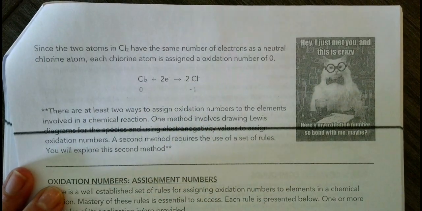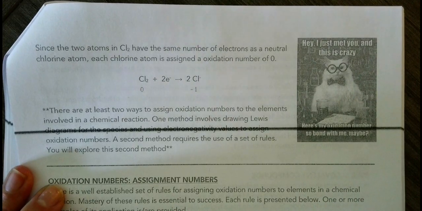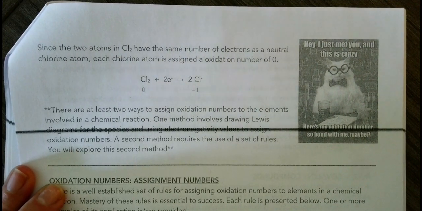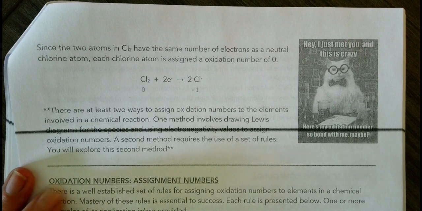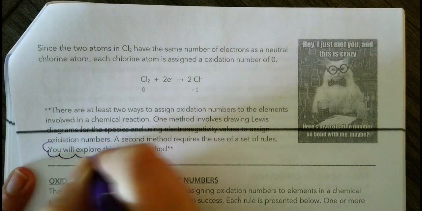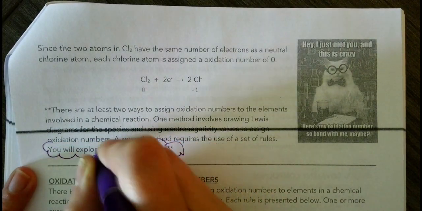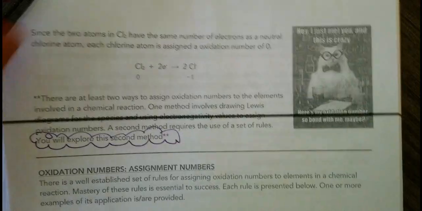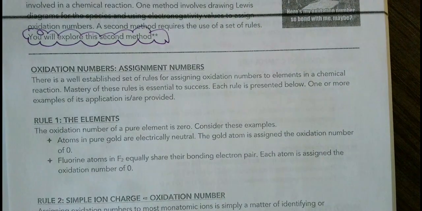So there are at least two ways to assign oxidation numbers to the elements involved in a chemical reaction. One method involves drawing Lewis diagrams for the species and using electronegativity values to assign oxidation numbers. A second method requires the use of a set of rules. I'm going to get into this second method. You can do Lewis dot diagrams, but I'm going to worry about the rules.